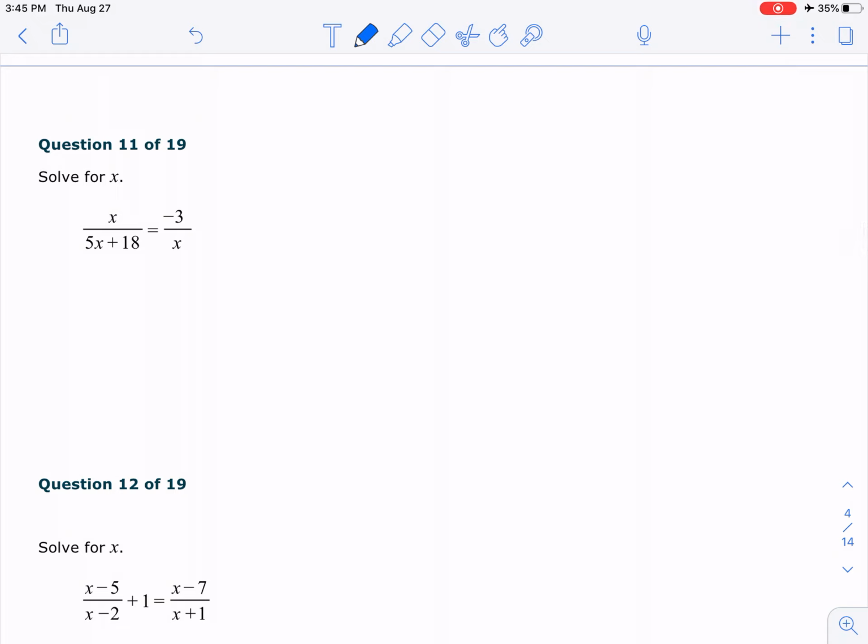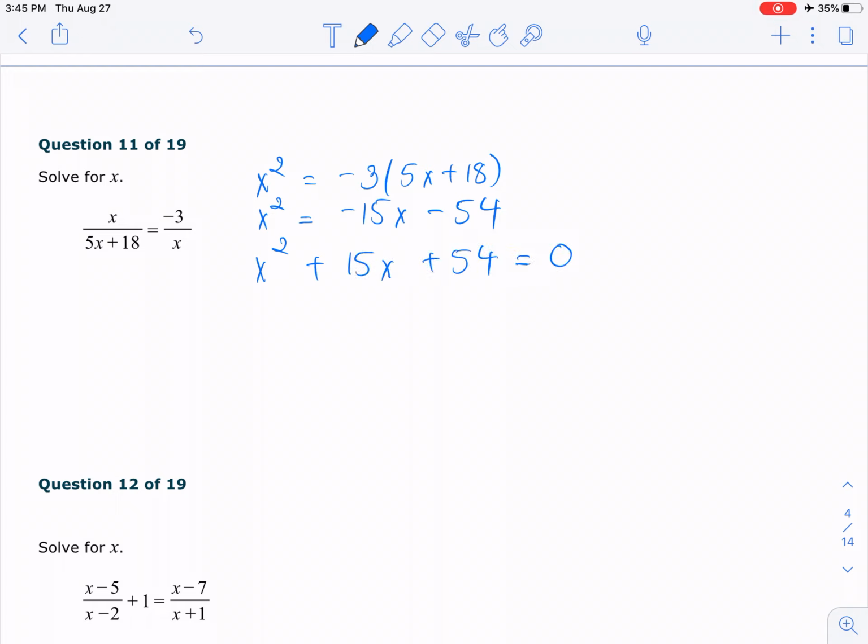Oh, this is simple. We just cross multiply. But when you cross multiply, we ended up with a quadratic. So if you have a quadratic, you're going to try to factor, complete the square, or use the quadratic formula. Okay, I'm going to move everything to one side. So hopefully I can just factor. Yes, so x plus 9 and x plus 6. So the answer is -6 and -9. Once again, we don't have problems with the denominator, so we can just keep these two values.